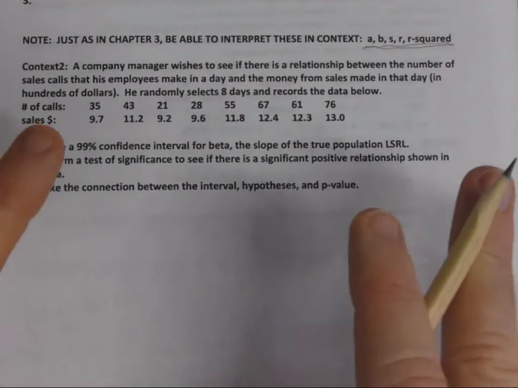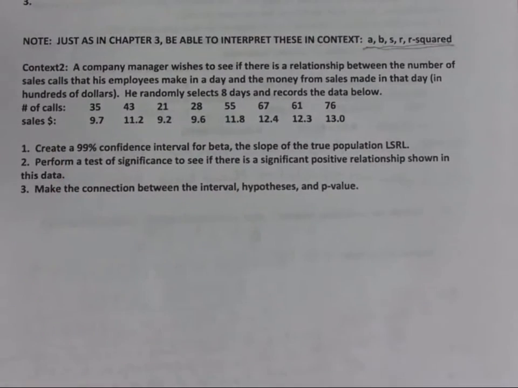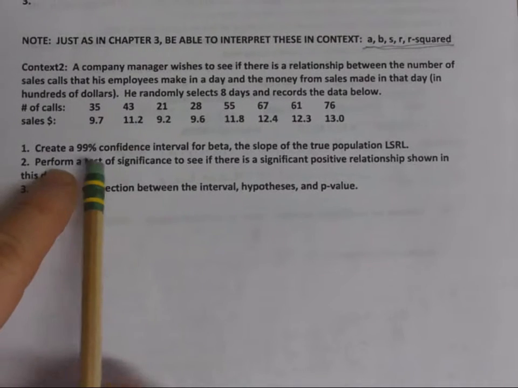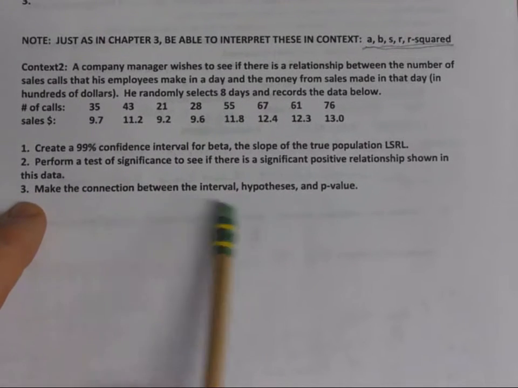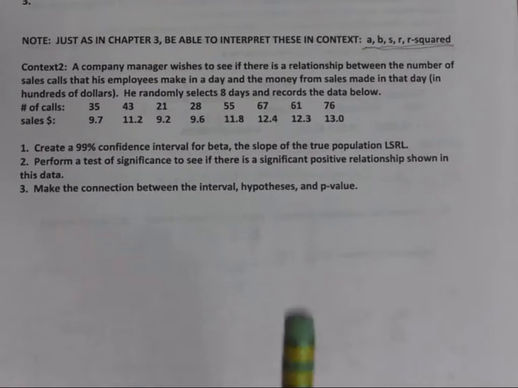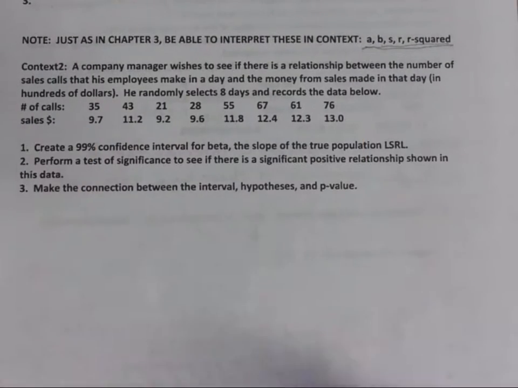But here is the same type of problem. We're going to be asked to make a 99% confidence interval, perform a test, and make the connection, just like we just did. But this is the other way that this happens. In this case, they're giving you the data. And I'm not going to write out the whole mini essay because the mini essay is exactly the same thing. But I am going to talk about the conditions because on the last problem we didn't have to do the conditions because it said the conditions were met. So I want to do the conditions or the assumptions.